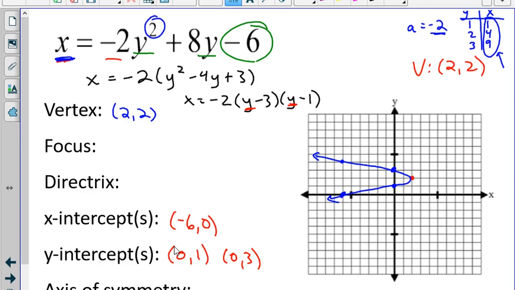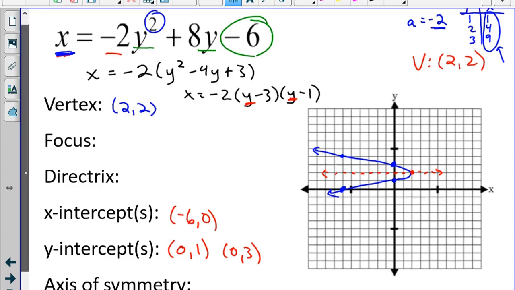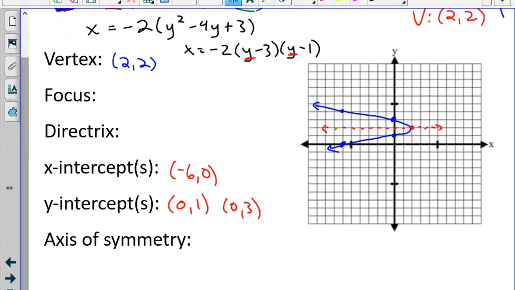The axis of symmetry is exactly what it was when we learned about parabolas before, except in this case, it's going to be a horizontal line. So this is a y equals line in this case. So I have y equals 2. That makes sense because my vertex is at (2, 2).